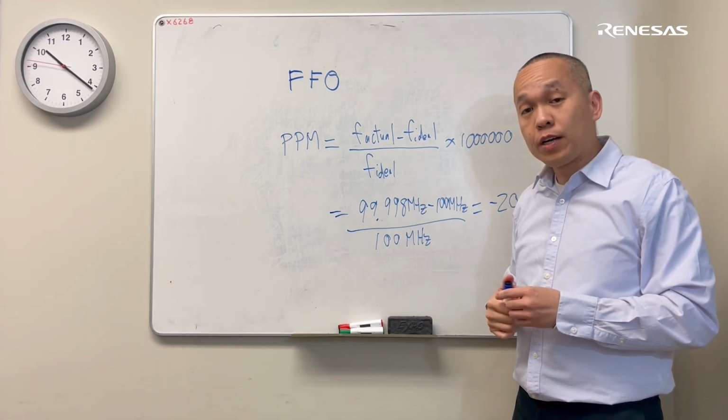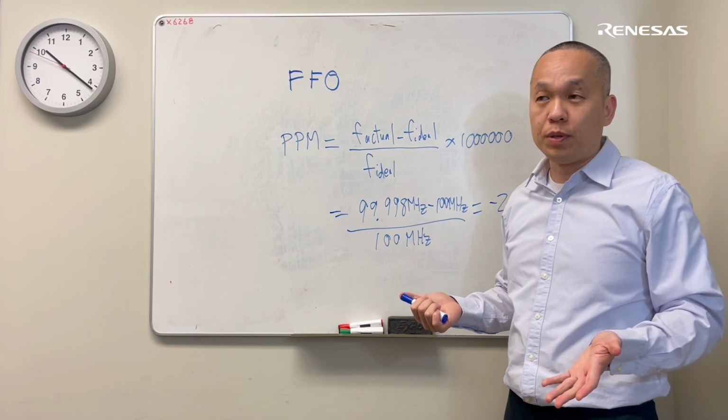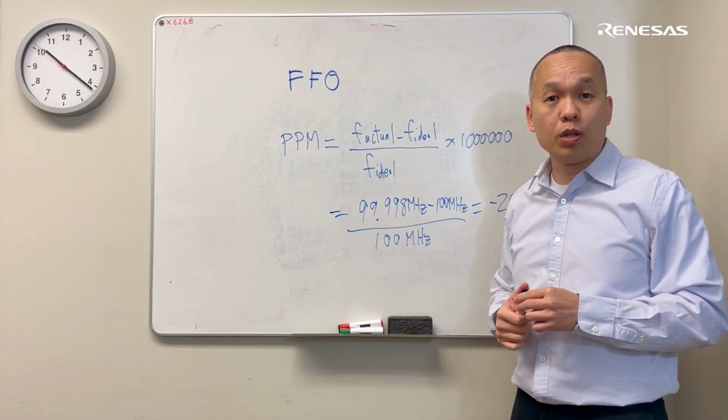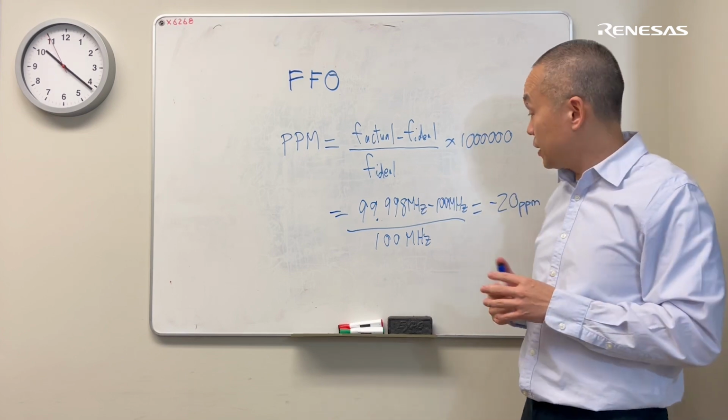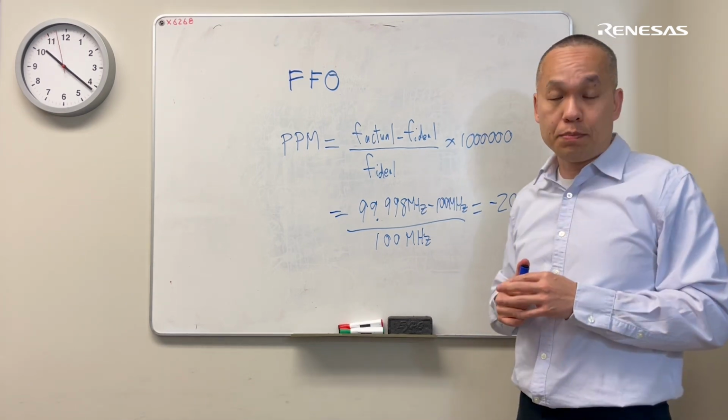And so if you take a look at a crystal data sheet, for example, you can look at crystal tolerance or crystal stability. And basically, it'll tell you what the drift is in ppm.